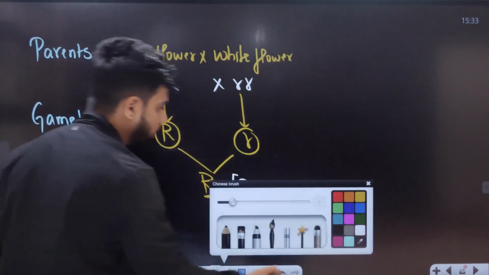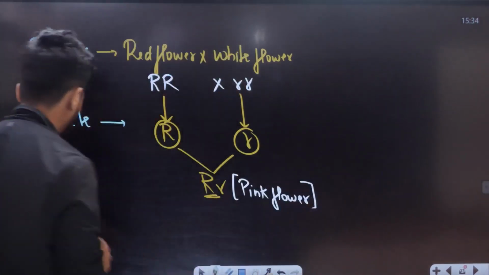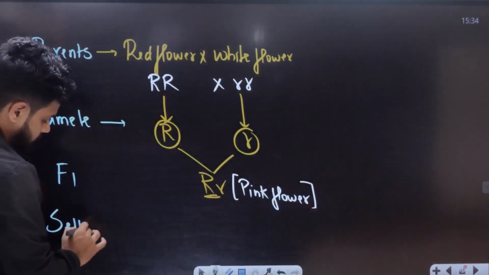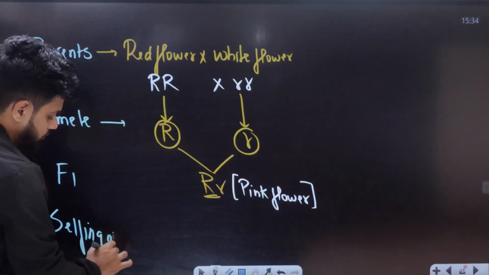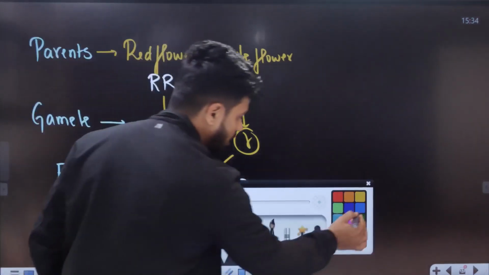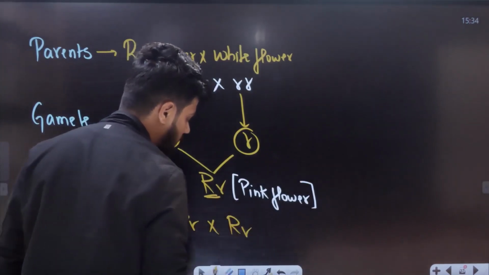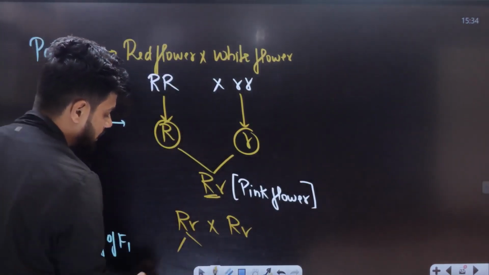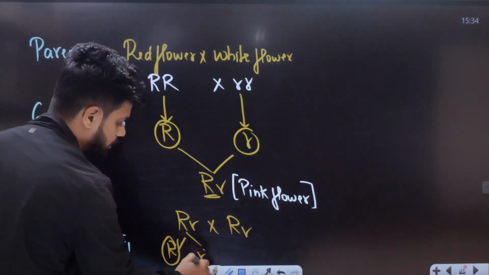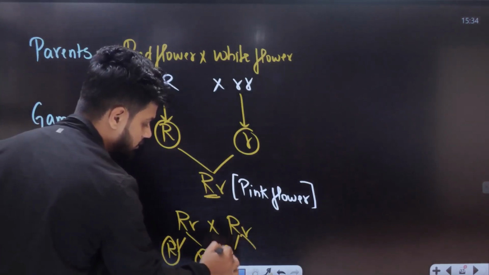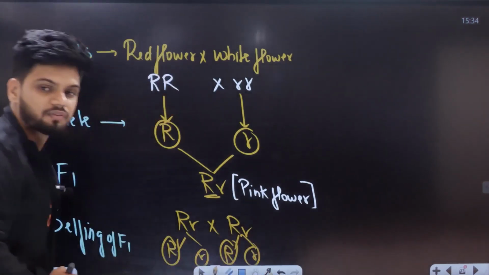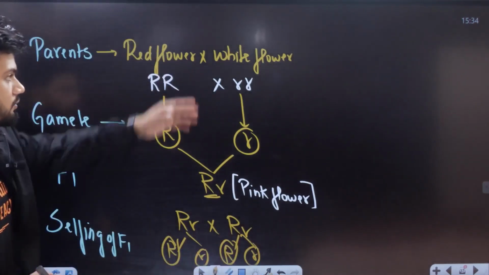Now next step is called as what? Selfing of F1. So what do we do right now? We take capital R, small r crossing with capital R, small r. We form gametes. Two types of gametes, capital R and small r, and these are the different types of gametes we get here. Now let's draw the Punnett square.